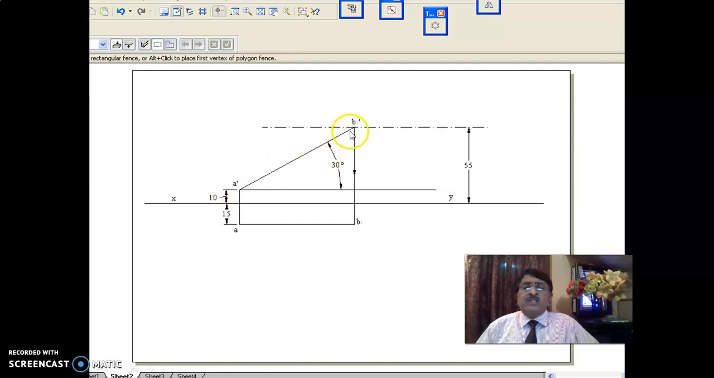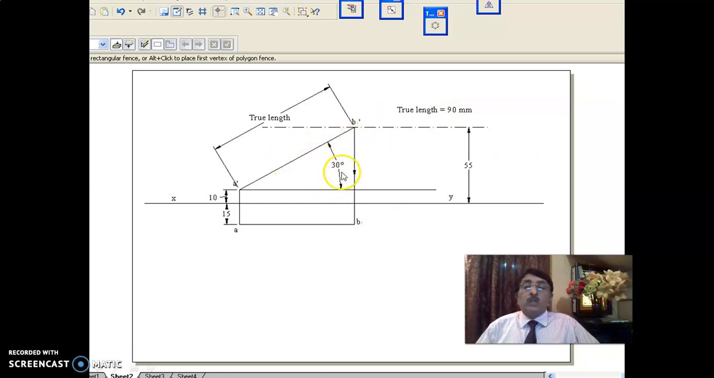Now, once this is the true length, the corresponding other view should be parallel to the XY line. This is A dash B1 dash, and this is AB1, parallel to the XY line. Then this is the true length. You find the true length to be 90 mm. We have found the distance because it was not given.